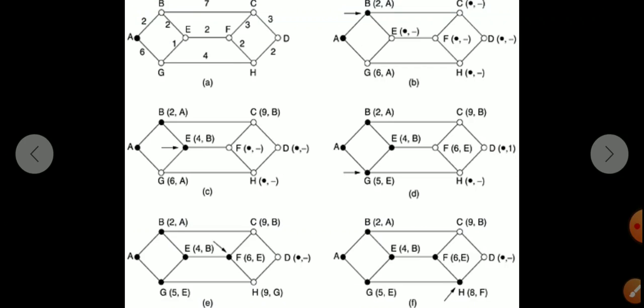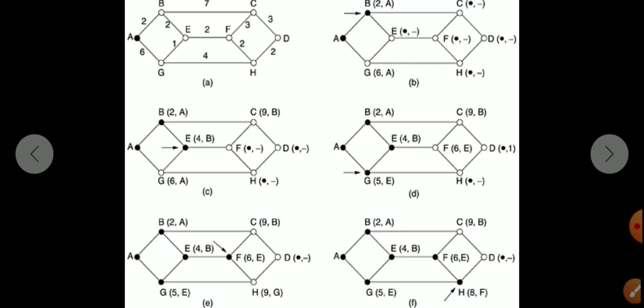So here, when you look at the path from G to AB, EG, GH, HD: if you go like this path, A to B is 2, B to E is 2, E to G is 1. So the total value is 5. 5 plus G to H is 4, 9. H to D is 2, 9 plus 2 is 11.